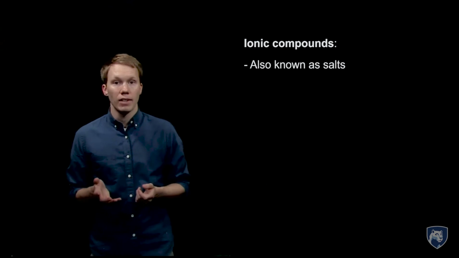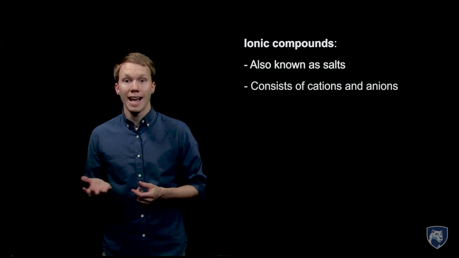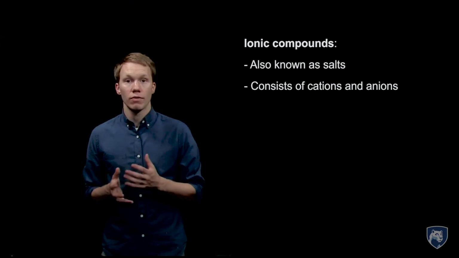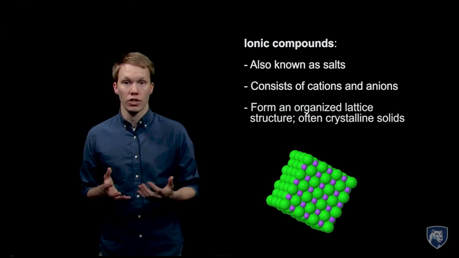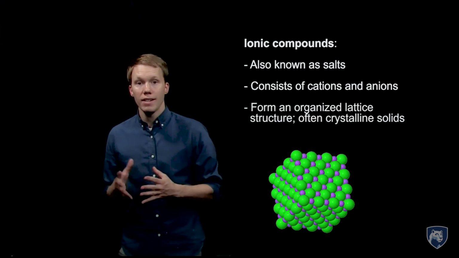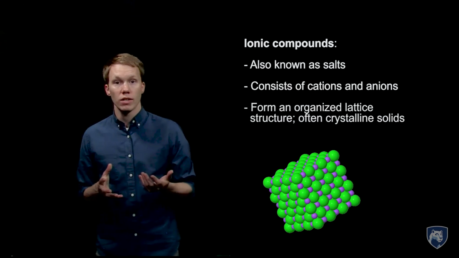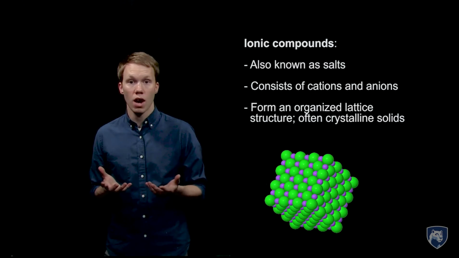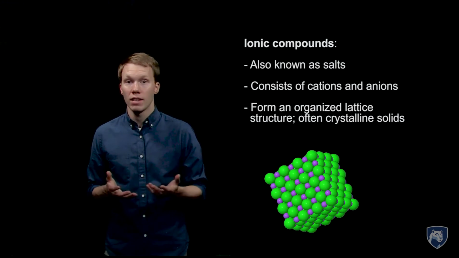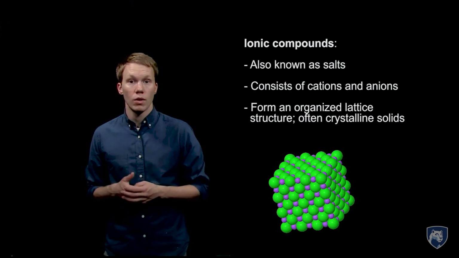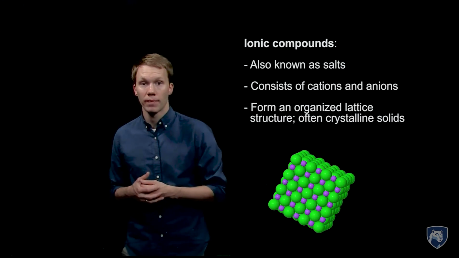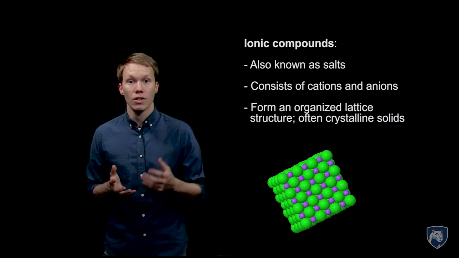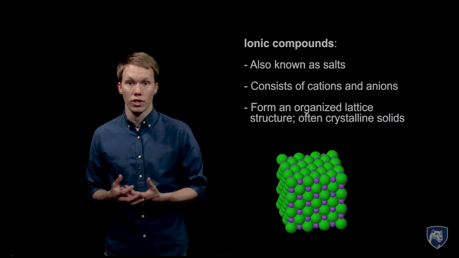And an ionic compound is something that consists of a cation and an anion. These cation and anions will come together to form an organized lattice structure as shown here. And this organized lattice structure, once it reaches a large enough size, will start to form crystals. And these crystals are what we recognize as maybe table salt or rock salt that you use in the winter. Those are crystalline structures that consist of anions and cations arranged in this neatly ordered structure.